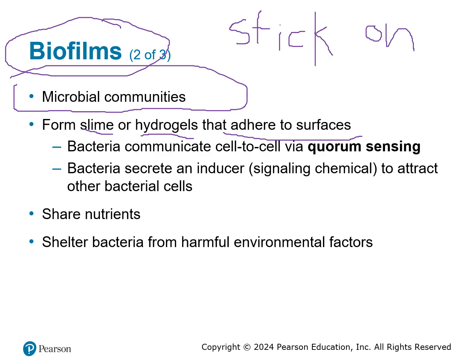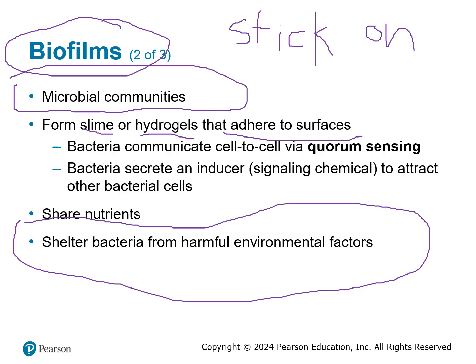The number two bad thing is that it shelters bacteria from harmful environmental factors, including cleaning products and antibiotics if they're in your body. Cleaning products and antibiotics are going to be shielded by biofilms.